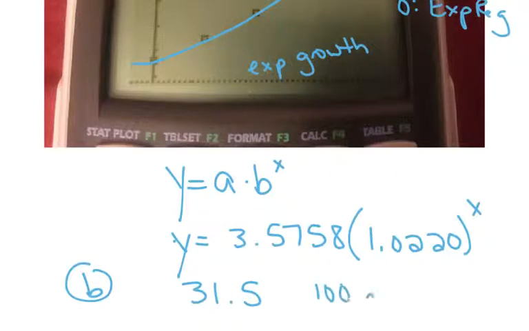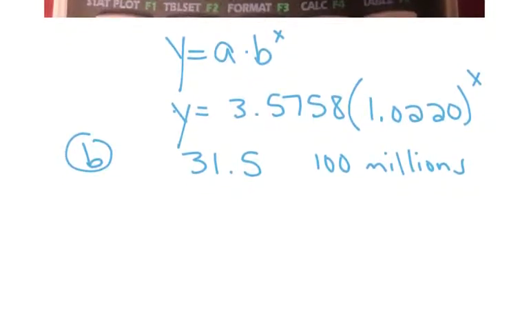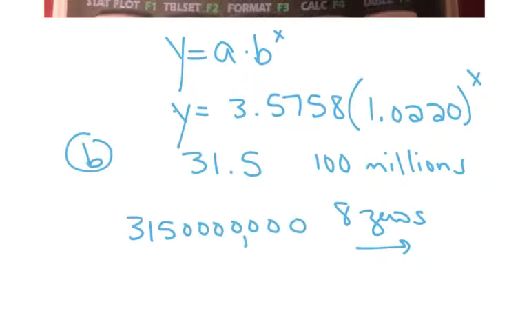And remember that's in 100 millions, which means you have to multiply that by 100 million to get the actual answer. Well, a million is 6 zeros, so 10 million is 7 zeros, so 100 million must be 8 zeros. So we need to move the decimal 8 spaces to the right: 1, 2, 3, 4, 5, 6, 7, 8. That turns out to be 3,150,000,000 people, approximately, by 2050.